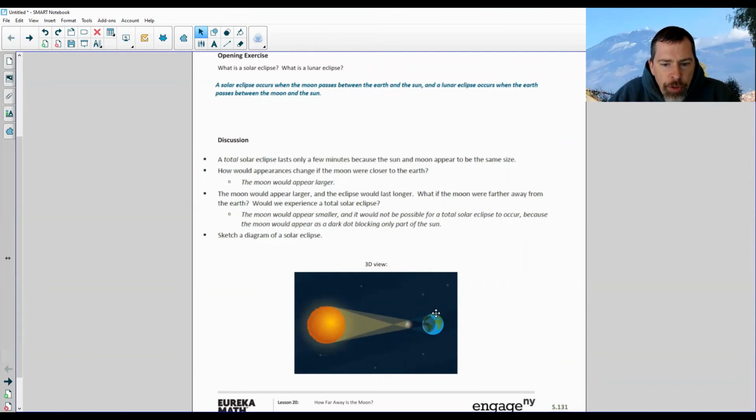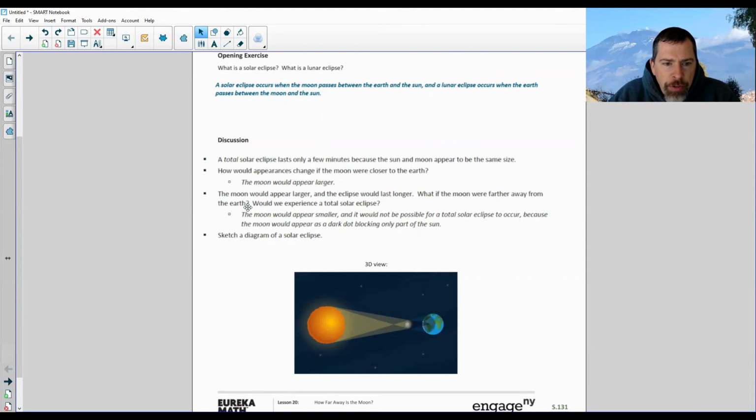How would appearances change if the moon were closer to the earth? If the moon moved closer to the earth, less of the rays would be blocked. So the eclipse would be less noticeable, or noticeable in a smaller area. And the moon would look bigger, obviously. When something's closer, objects in mirror are closer than they appear. The closer something is, the larger it looks. The moon would appear larger and the eclipse would last longer if the moon was closer to the earth.